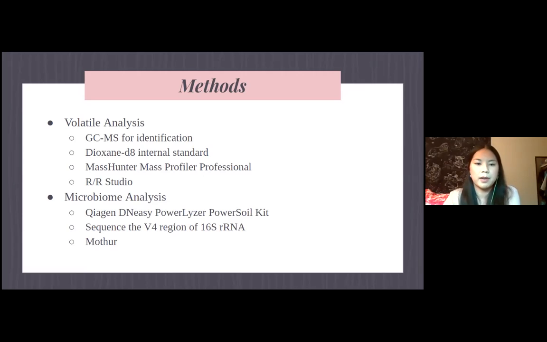And then for the microbiome analysis, this is more in progress right now. We've just finished up the DNA extractions using just a basic QIAGEN kit. And moving forward, we plan to sequence the V4 region of the 16S rRNA in order to identify the different bacteria that we have on the salamander skin.